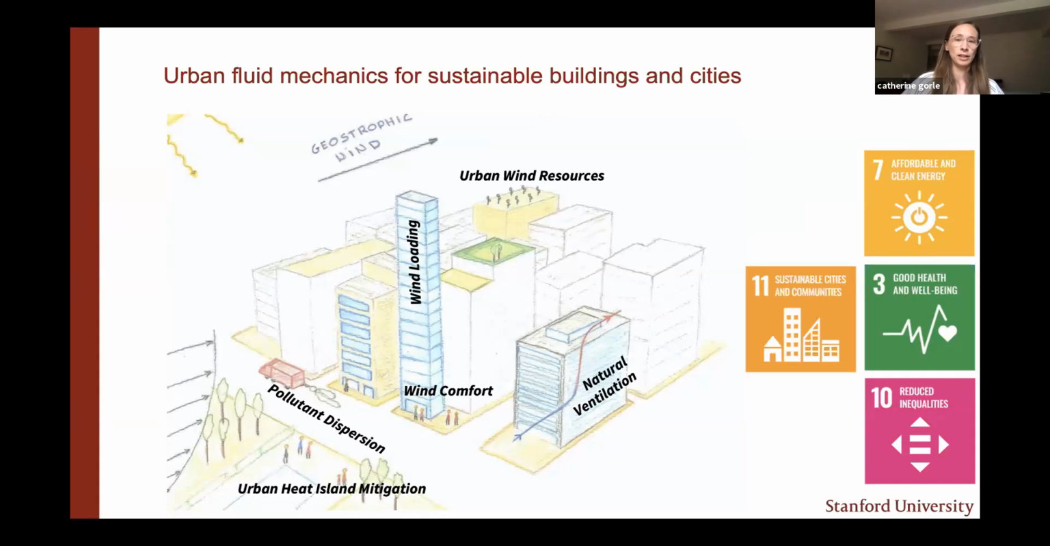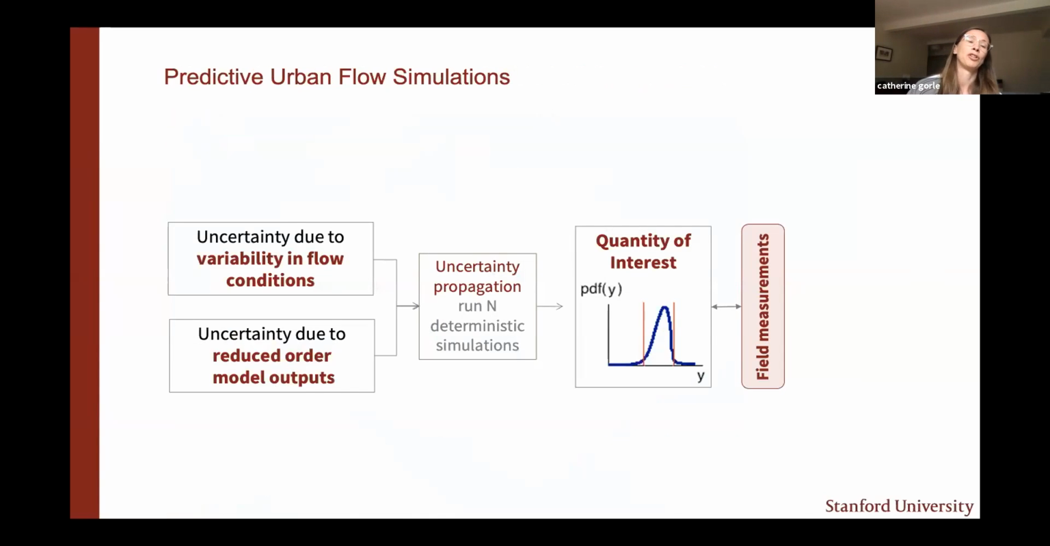So if you go to the next slide, when we try to predict these flows, it's really thinking from the point of view, how can we support sustainable design? So how can we support making the right decisions? And then there are 2 main challenges in these flows. One is that there is a lot of variability in the inflow conditions, right? The larger scales that will determine the flow in the city, the weather patterns are highly variable. We have changing wind directions, changing temperatures, etc.